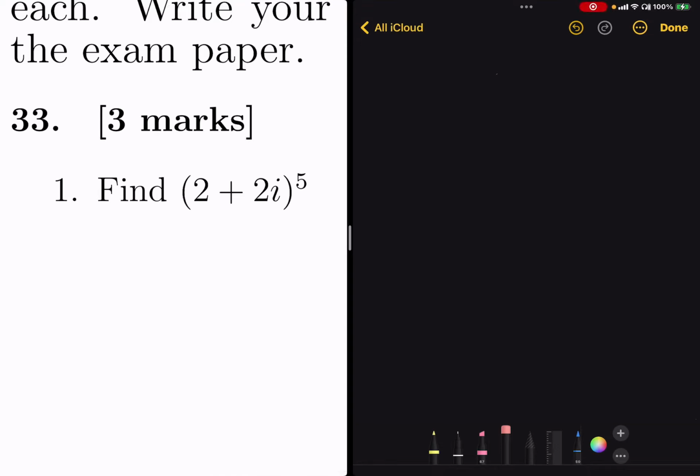Alright, so now we're going to have a look at another question. This comes from an old university Calc 1 paper, from 2014. So this is the first long answer question, so to speak.